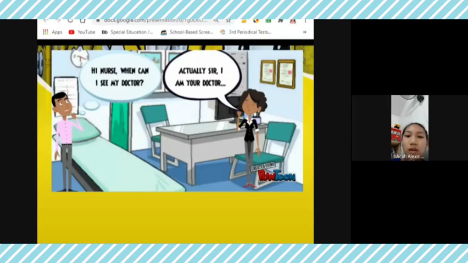Kasi po nakatatak po sa isip po ng lahat ng tao na yung mga ganyan pong trabaho na mahihirap po para lang po sa mga lalaki.